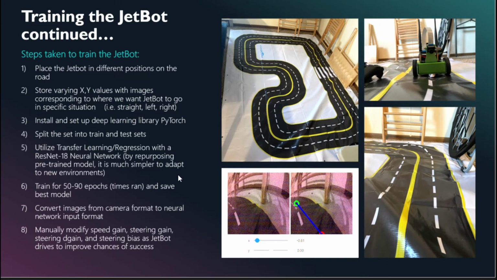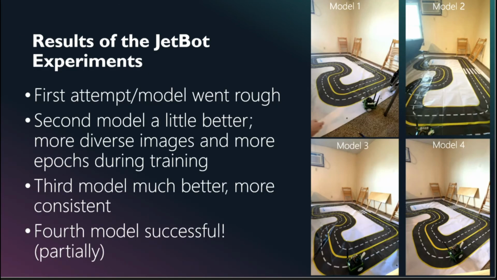Step 6, we train for 50 to 90 epochs and save the best model. Step 7, we convert the images from camera format to be able to be understood by the neural network. And step 8, we manually modify the gains and biases as the Chatbot drives around the track in order to improve chances of success.